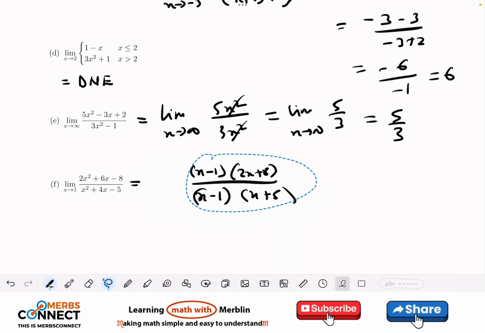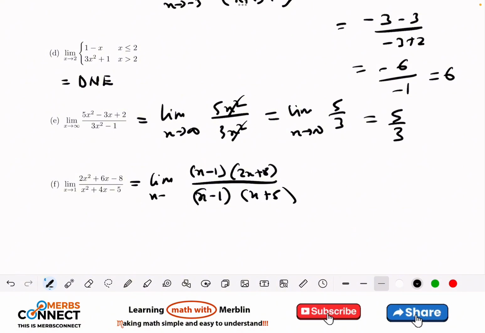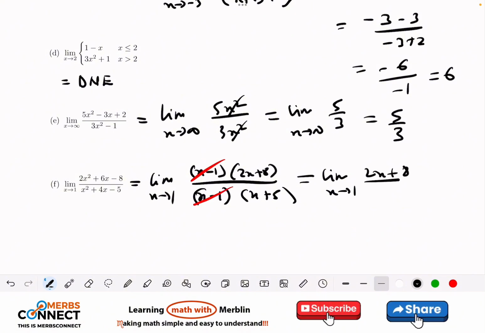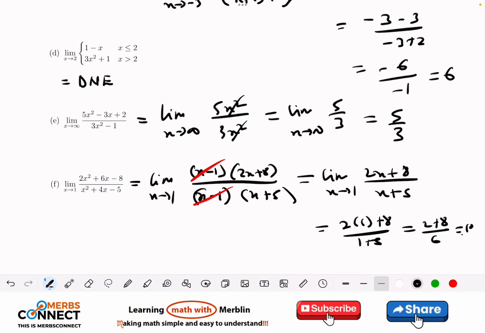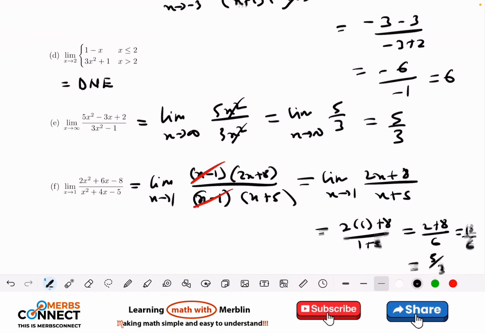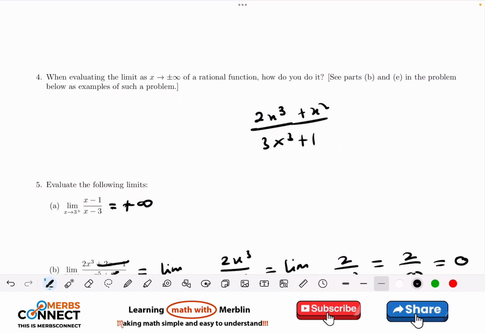So let me write my limit. Limit as x is approaching 1. Good for us, x minus 1 will cancel, which was what made the denominator 0. So it will be left with the limit as x approaches 1 of 2x plus 8 divided by x plus 5. Then when I plug in 1, 2 plus 8 divided by 1 plus 5, I'm going to have 10 divided by 6, which is 5 divided by 3. So that was what I'm going to get from this question too.